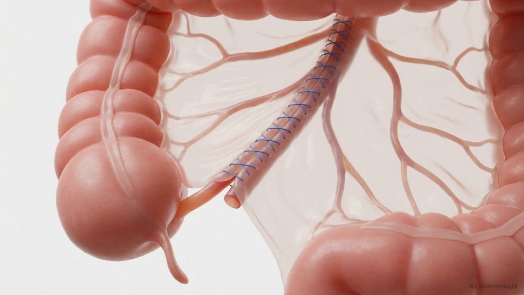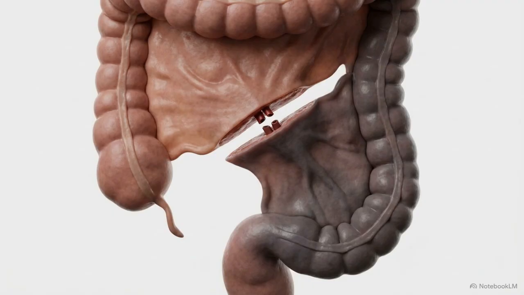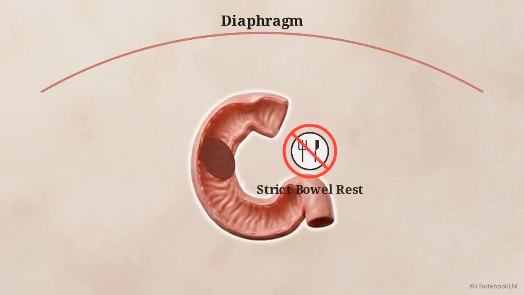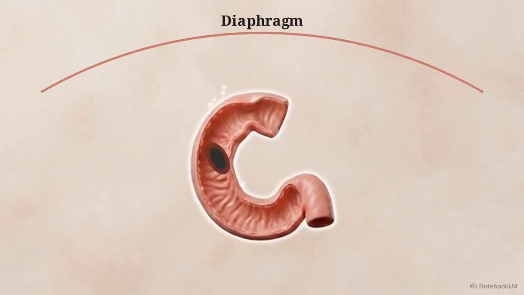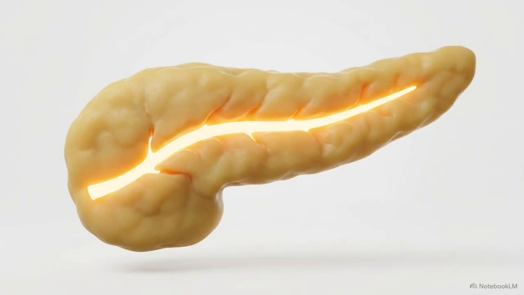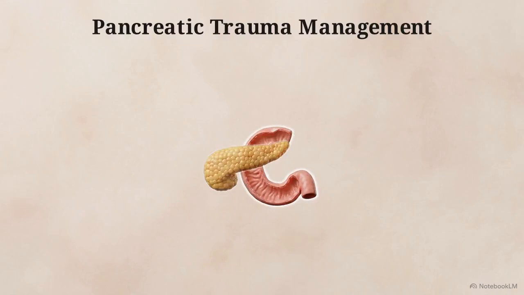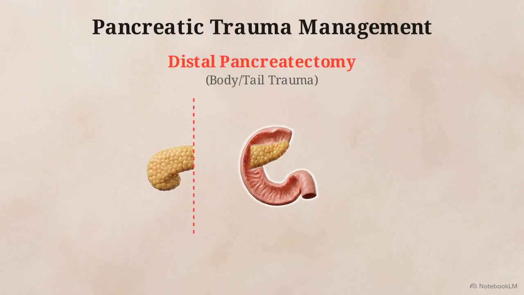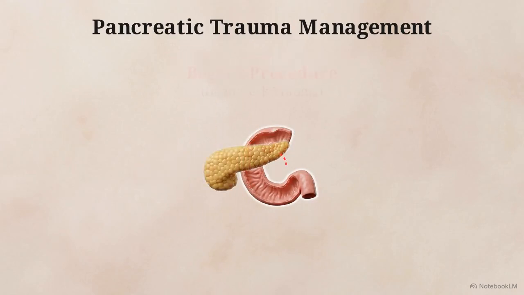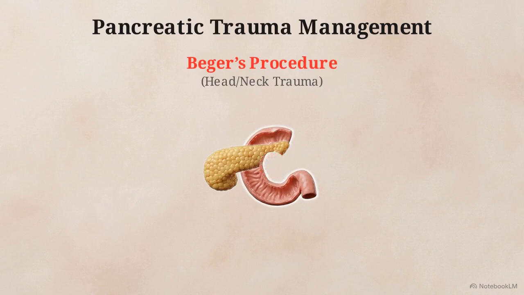Longitudinal tears in the mesentery are repaired if blood supply holds, but transverse tears compromise vascularity and require bowel resection. Mild duodenal hematomas are managed with strict bowel rest, while frank perforations leak gas under the diaphragm and demand an omental patch repair. Pancreatic trauma prognosis is dictated entirely by the main pancreatic duct. If the duct is intact, management is conservative. If injured, body or tail trauma requires a distal pancreatectomy, while head or neck trauma requires a Becker's procedure to resect the pancreatic head while preserving the duodenum.